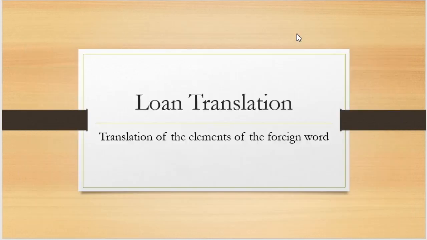Let's move on to the next kind of linguistic borrowing, which is loan translation. Loan translation refers to translation of the elements of the foreign word. When a foreign word is completely translated and then integrated into the host language, that kind of linguistic borrowing is called loan translation.